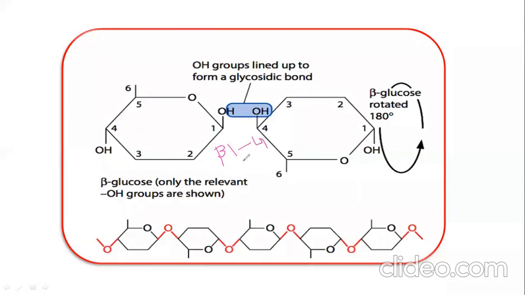Cellulose is not branched. Remember, it is not branched. There is no 1,6 linkage. There is only beta 1,4 linkage. Check here, this is one glucose and this is another. So carbon number 1 of this glucose and carbon number 4 of this glucose both contribute in the formation of glycosidic linkage. Am I clear?